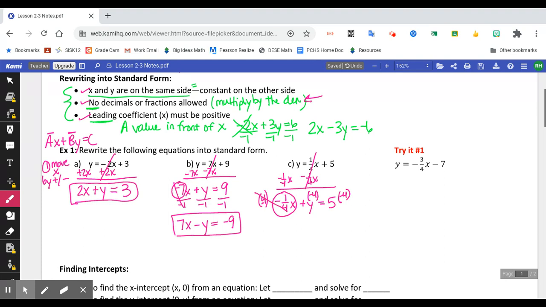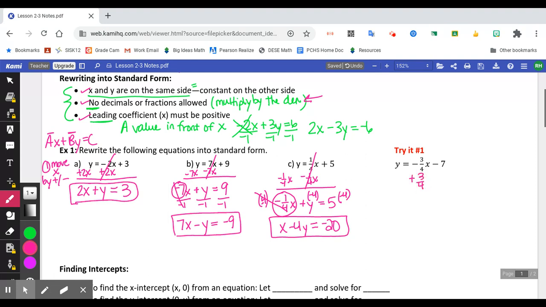So this guy is out, and we have negative 4y in the middle, and negative 20 on the end. X and y are together, no decimals or fractions, and that front coefficient is a positive. Okay, so pause the video and try one on your own.